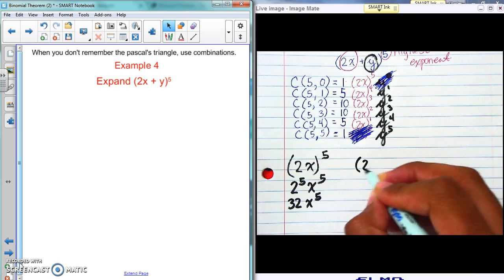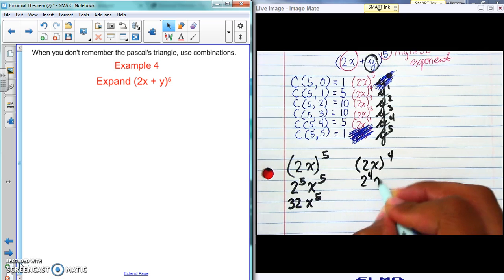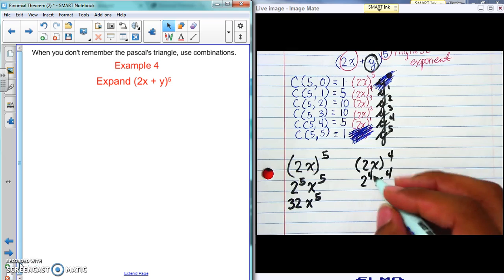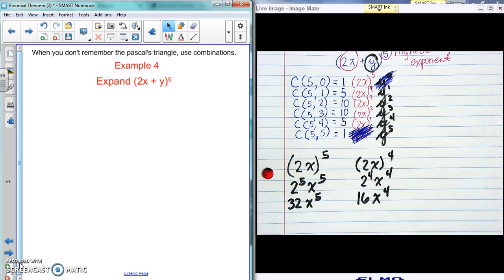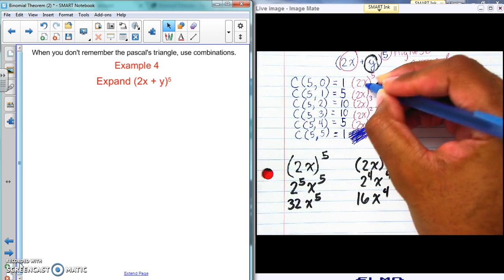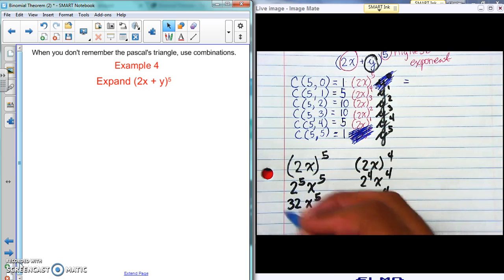So we get 2x to the 4th power. The 2 gets a 4, the x gets a 4. 2 to the 4th power is 16. And x to the 4th is just x to the 4th. And then the rest of them, I'm just going to go ahead and show it to you and go from there. So here, instead of us putting 2x to the 5th, we're going to put in 32x to the 5th.